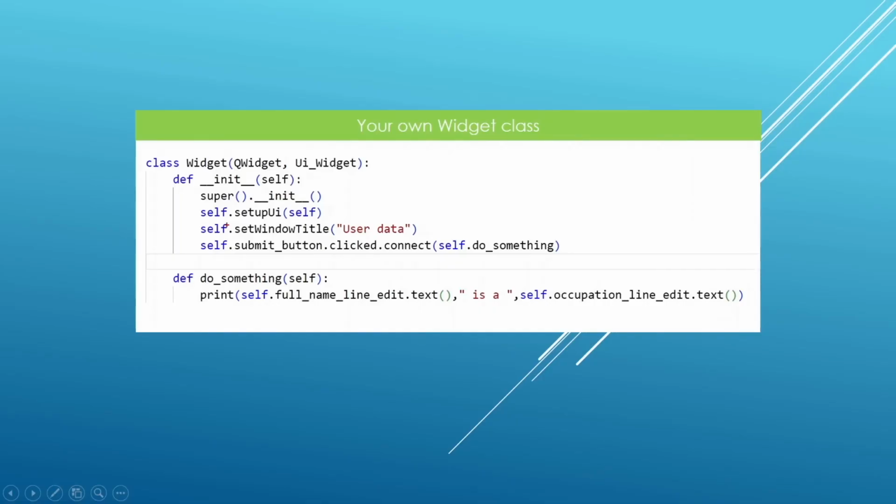Okay, once we have things set up, we will also set up our slot, which is going to respond when the user clicks on our button. And the connection is going to make sure that whenever somebody clicks on the button, we will be calling this slot here. Nothing complicated so far.